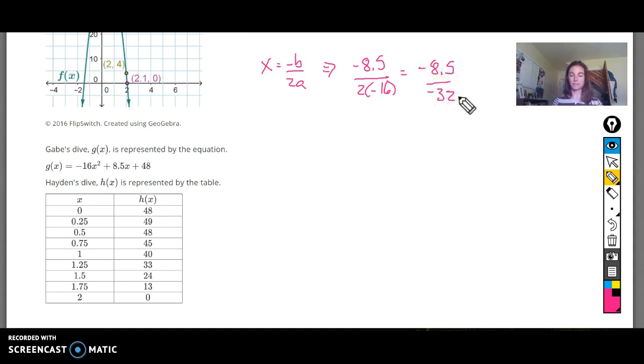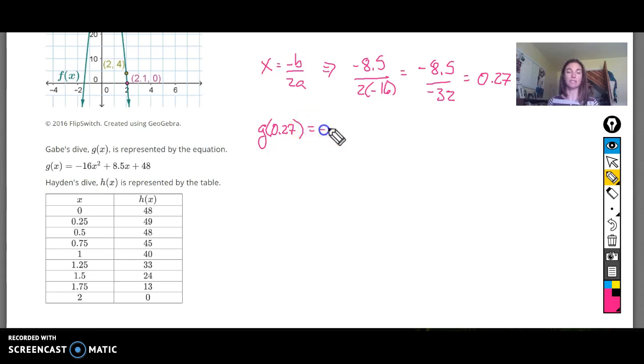And when I enter that into my calculator, I get about 0.27, positive 0.27. Okay, oops, sorry, not 2.5, that's 2.7. So what that is telling me is that at 0.27 seconds, Gabe is reaching his max height. That doesn't tell me his max height. It's just that at 0.27 seconds, he's there. So in order to actually find that max height, I have to find G at 0.27. So I have to plug in 0.27 for all values of x.